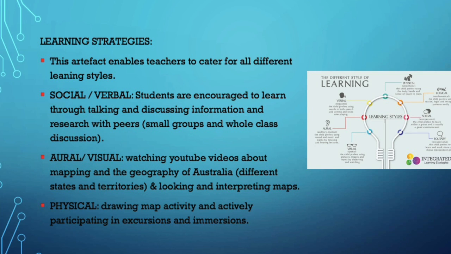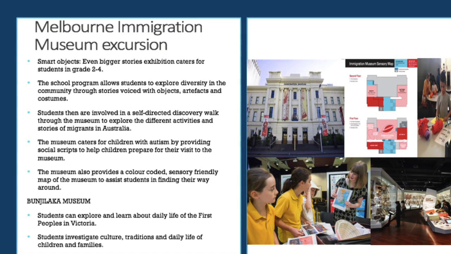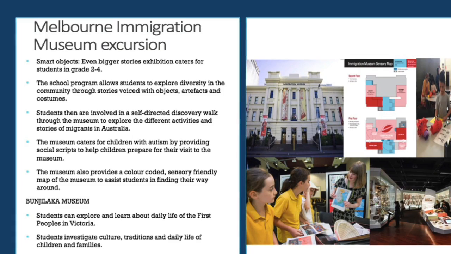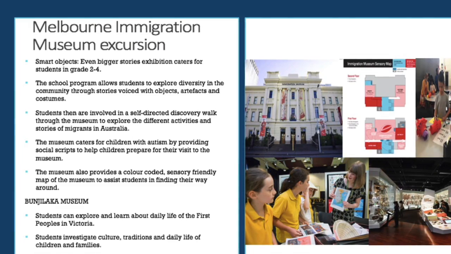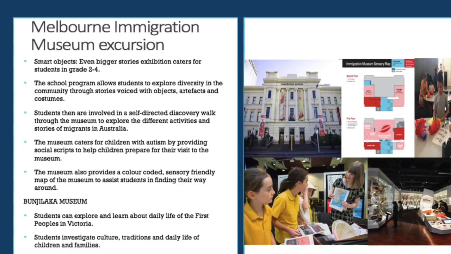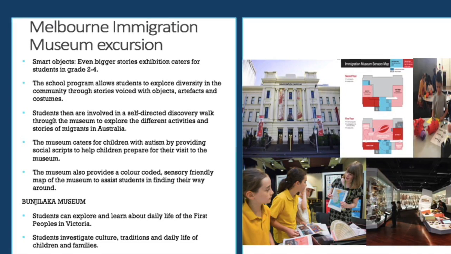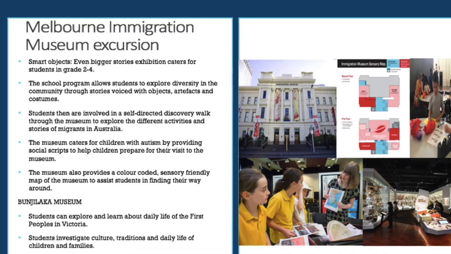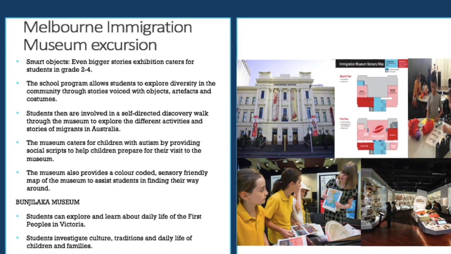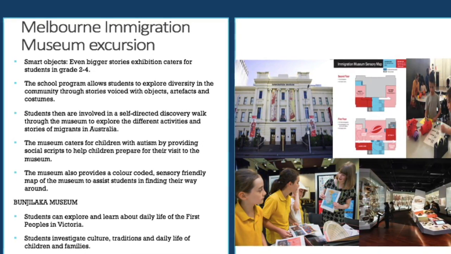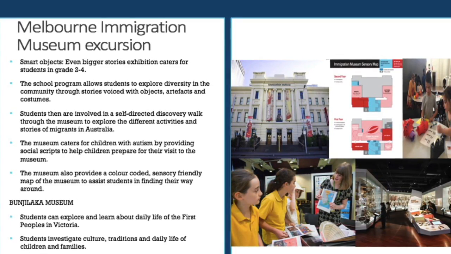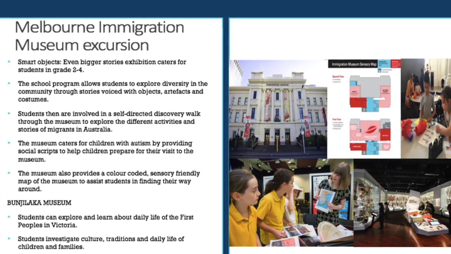A possible excursion to assist in student learning outside the classroom is visiting the Melbourne Immigration Museum. There are several exhibitions and programs for students in primary school, one of them including the Smart Objects Even Bigger Stories exhibition, which caters for students in grades 2 to 4. The school program allows students to explore diversity in the community through stories voiced with objects, artefacts, and costumes.